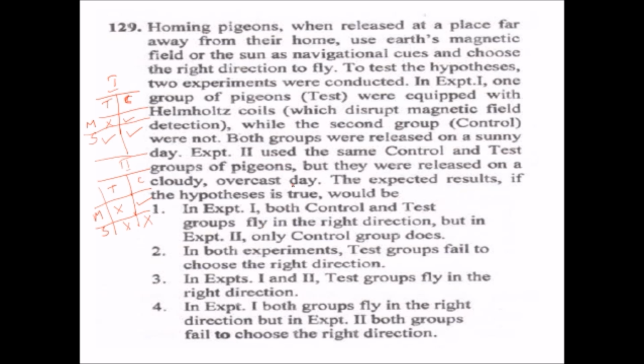So let's see the options. In experiment 1 both control and test groups fly in the right direction, it's true, but in experiment 2 only the control group does, it's true. So the answer will be number 1.